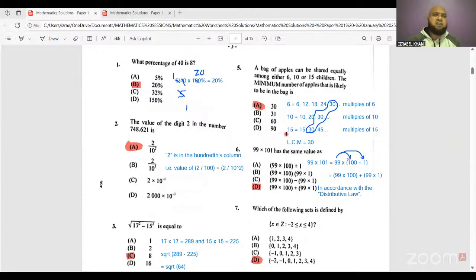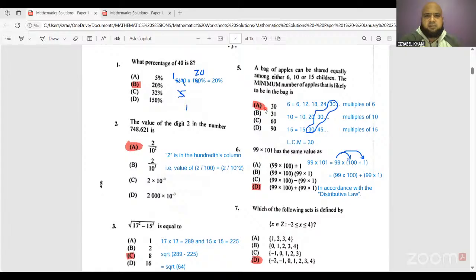15 might be a little shaky for some, but again, you have to know your tables, right? 15 by 1 is 15, 15 by 2 is 30, and immediately you can see 30 is common. I only did this to explain what could be done mentally if we know our tables. If not, we may have to resort to this approach. But yes, 30 is your LCM there.